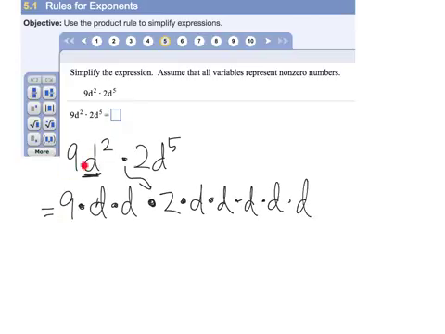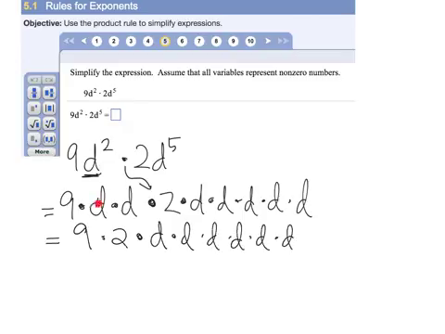So I've got the 9, d squared means I'm going to have 2 d's being multiplied, and I've got the 2. Now, it kind of looks like a z from the previous problem, and then this d to the 5th means I should have 5 d's being multiplied. And then I can start using the commutative property, and I can move things around, and I can have 9 times 2 times, and then I've got d times d times d times d times d times d.